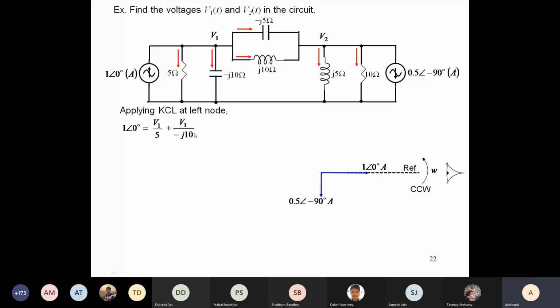And then what is the current in this branch? V1 minus V2 by minus J10, V2 by minus J5. Similarly, V1 minus V2 by J10. So if you apply KCL in the left node, you are still left with another term: V1 minus V2 by minus J5 plus V1 minus V2 by J10.